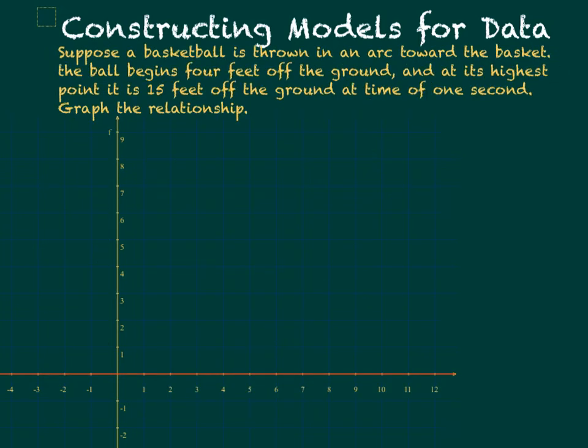The next one says, suppose a basketball is thrown in an arc toward the basket. The ball begins 4 feet off the ground, and its highest point is 15 feet off the ground at time of 1 second. So graph the relationship. So we're going to go by 2's also on this one. So 2, 4, 6, 8, 10, 12, 14, 16, 18, and so on.